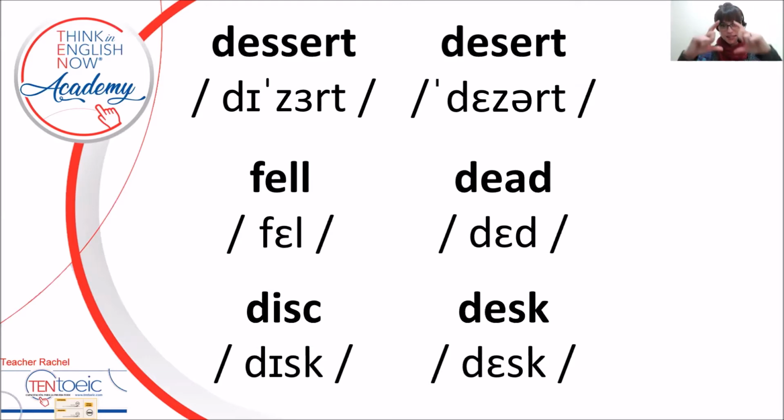Disc. Disc is something that is round, like a CD that has music, or a DVD that has a movie. That is a disc, so it's round, a movie disc. Our next one, desk. This is like a table, but it's where we work. So my laptop is on my desk. It's where I work, desk. So it's more than a table.